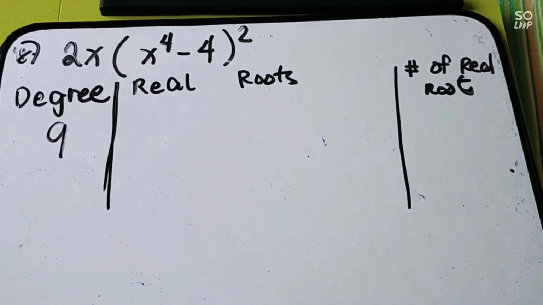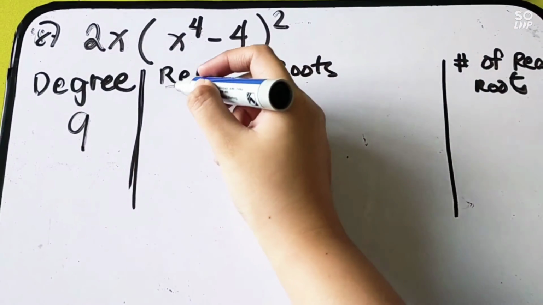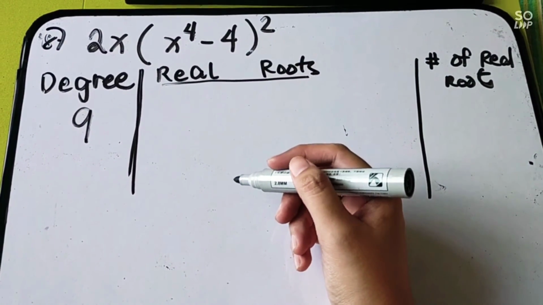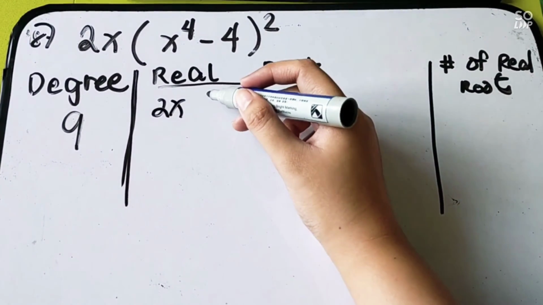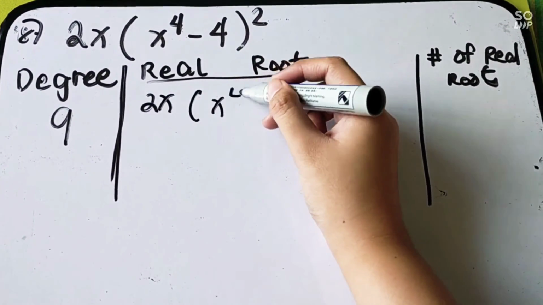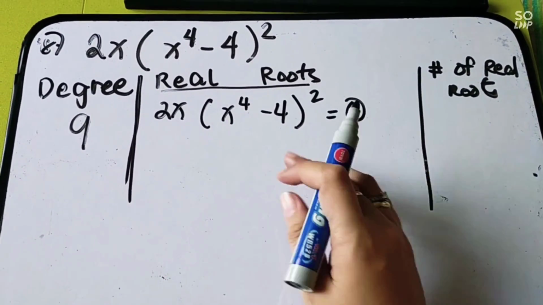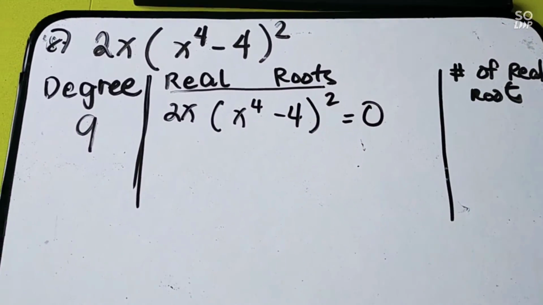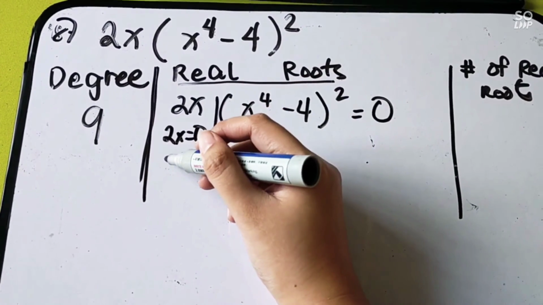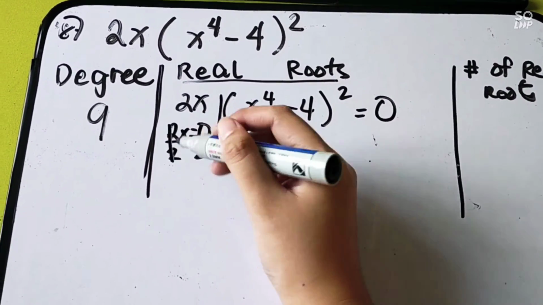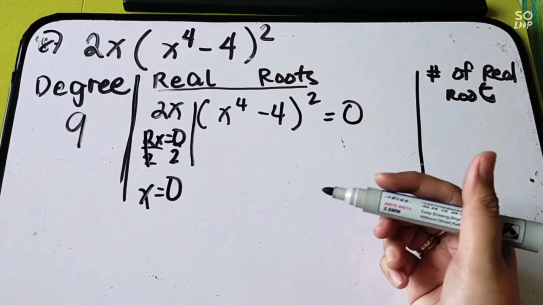So, kailangan makakuha tayo ng 9 roots. Okay. Nga lang, kailangan real roots ha. Hindi natin isasama si imaginary numbers. So, mamaya makikita nyo kung nasan si imaginary numbers. 2x times x raised to 4 minus 4 then squared equals to 0. So, mamaya na to. Ito muna. Factors. We have 2x equals to 0. So, therefore, divide both by 2. Cancel. X equals to 0. Meron tayo isa.